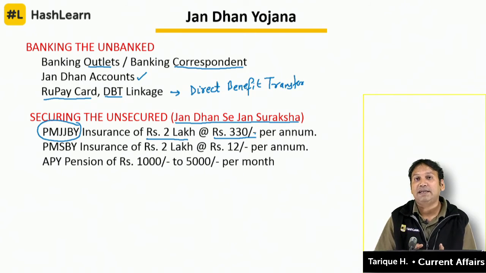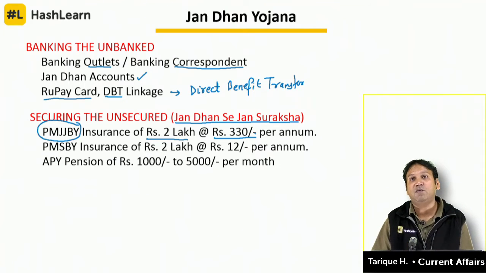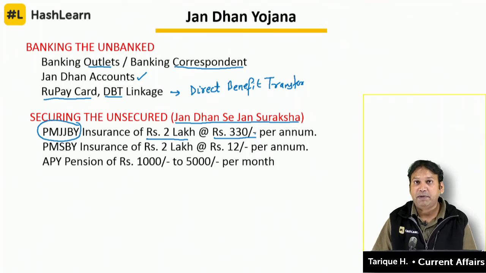And this insurance policy has to be renewed every year. That's how it goes. It starts from June 1st, goes to May 31st, and again on June 1st you have to renew by paying your premium. That is 330 rupees per annum. Premium gives you a life insurance cover of 2 lakh rupees, and it can be done directly from your Jan-Dhan accounts, and that is why it's called Jan-Dhan se Jan Suraksha.